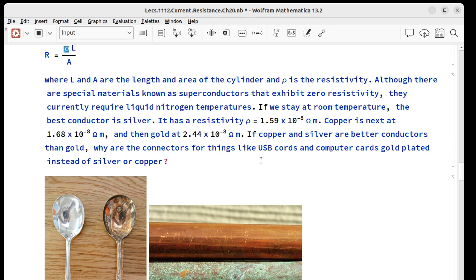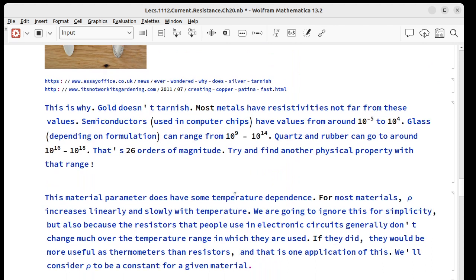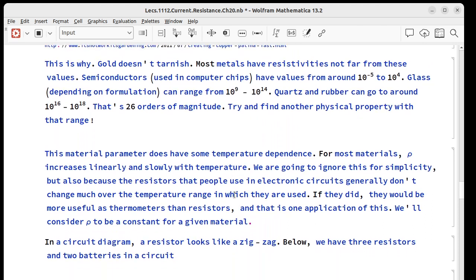If copper and silver are better conductors than gold, why are the connectors for things like USB cords and computer cards gold plated instead of plated with silver or copper? Well, you can see the reason in these pictures. Silver will tarnish and so will copper, but gold doesn't. Anyway, most metals have resistivities that aren't far from this, roughly 10 to the minus 8 ohm meters.